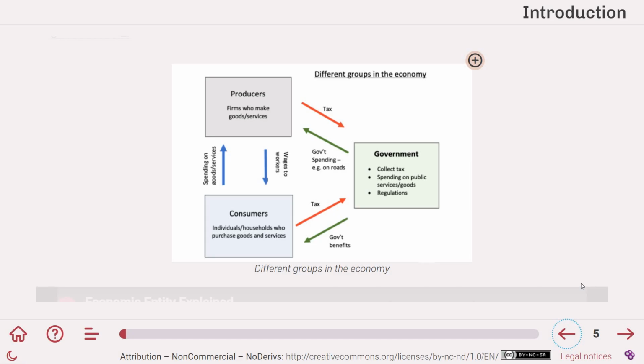and so the producer can give wages for workers. In the relationship between producers and government, producers provide taxes to government, while government gives the regulations and spending on roads, etc. In another relationship, between government and consumers, consumers also provide taxes, while government offers government benefits.